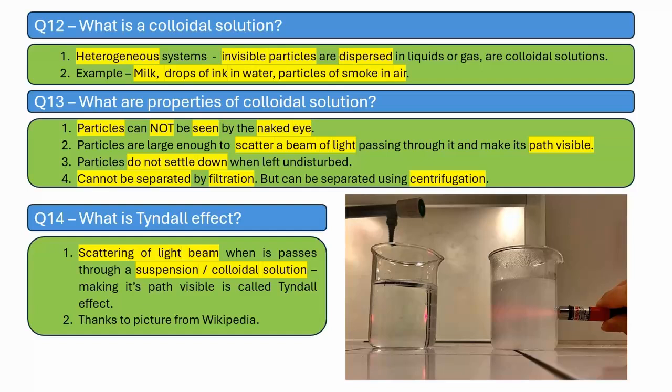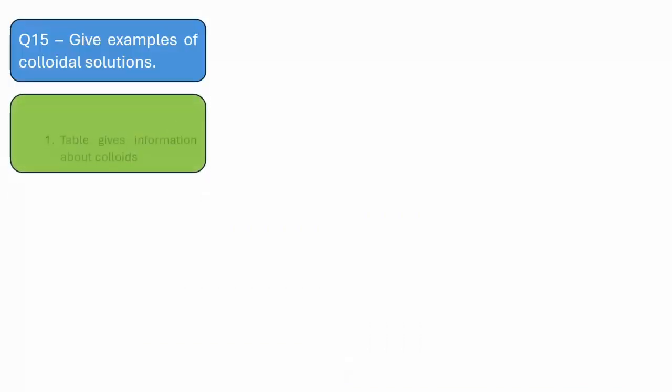But on the left side, the same beam goes through a beaker having salt water. Right? Salt water is a solution. The particles are not big enough to scatter the light beam, so you cannot see the path of the light through this solution. Okay, give examples of colloidal solutions.